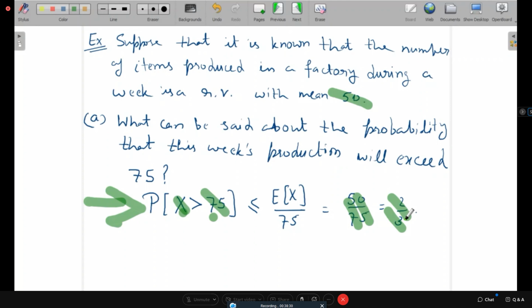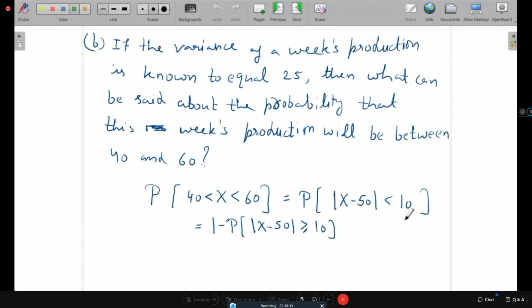Now what is next here is the following. If the variance of a week's production is known to equal 25, so you know sigma x squared is 25, then what can be said about the probability that this week's production will be between 40 and 60? You are interested in this. When you have X in a range, you are mostly going to apply Chebyshev's inequality, so just keep that in mind.